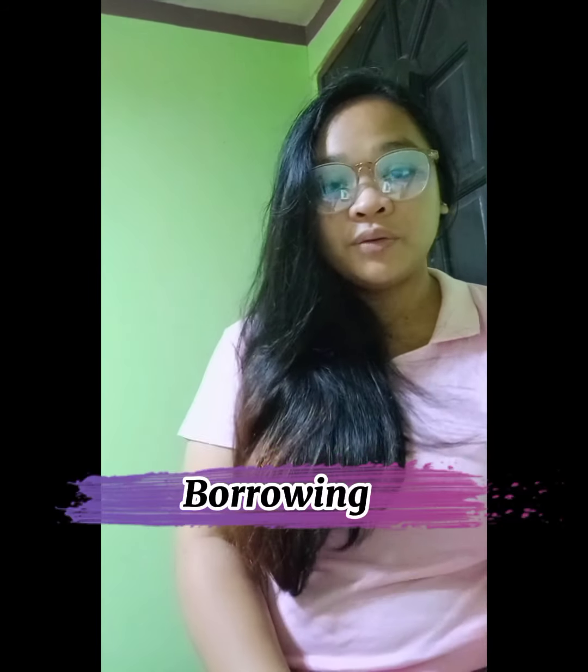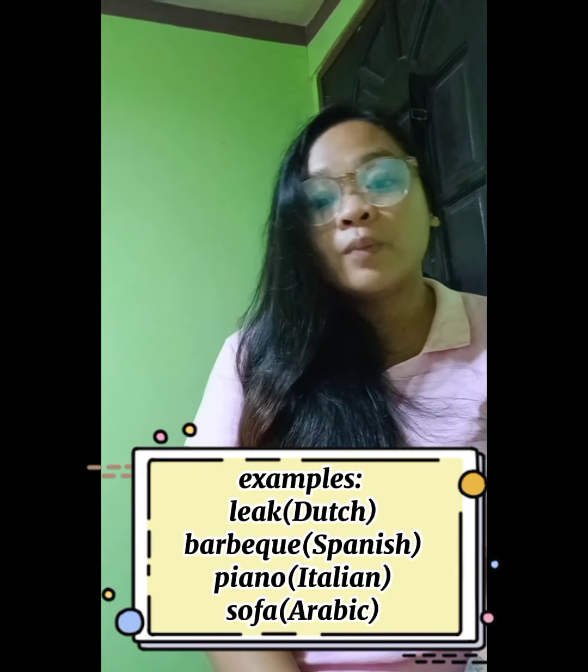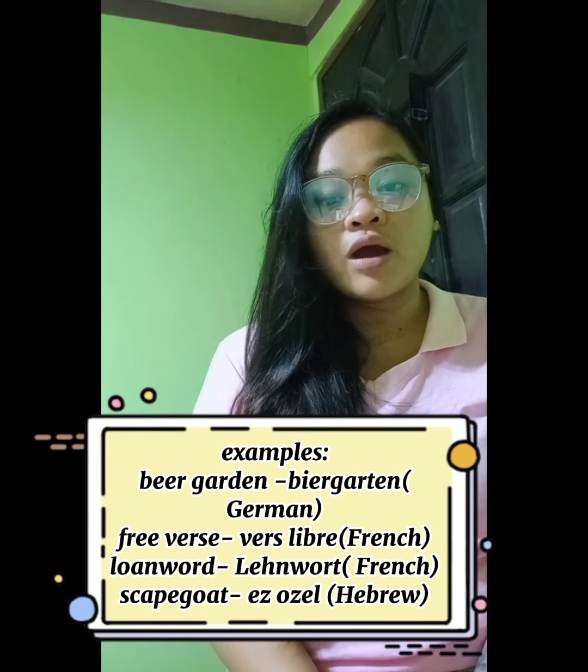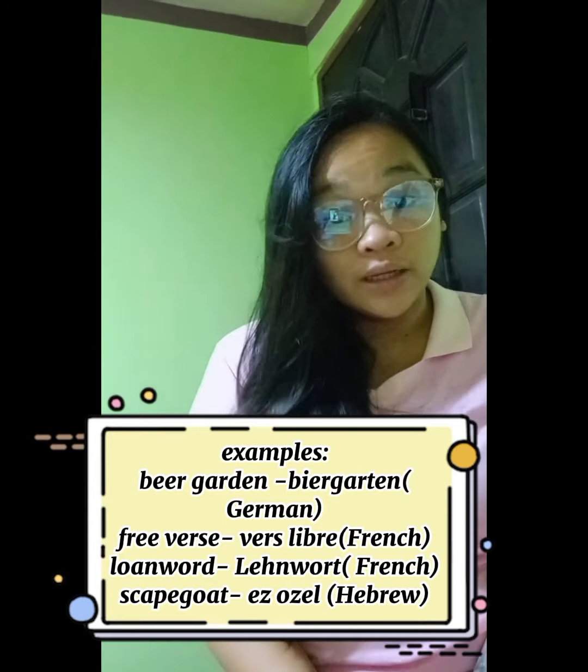Next is borrowing. Borrowings are loan words, common in English, that come from other languages. And the last one is calquing. Calquing is a loan translation. It is a translation from one language to another language.